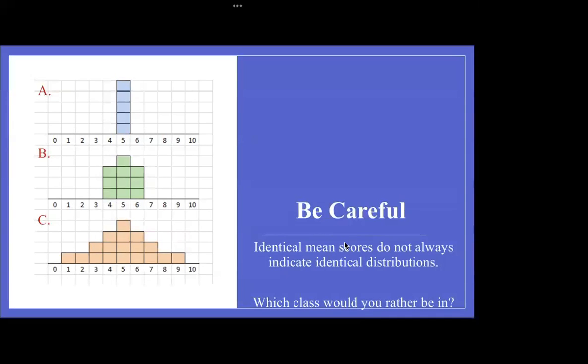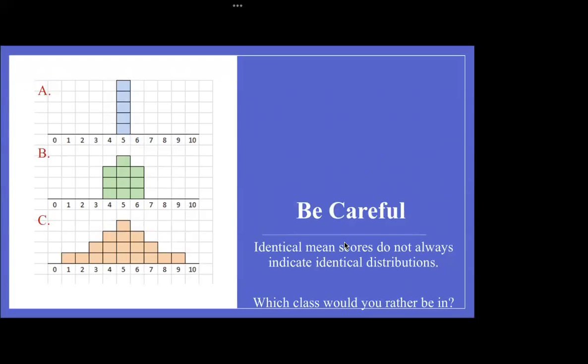we have to consider the spread of the distribution. And so identical mean scores do not always indicate identical distributions. And if you were a student, for instance, you might want to be in a different class depending on what the underlying distribution is for a particular grade, for instance.